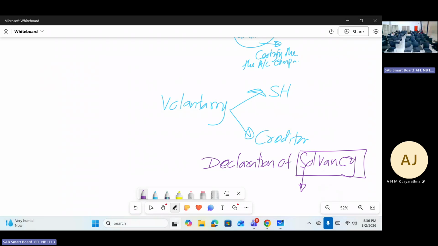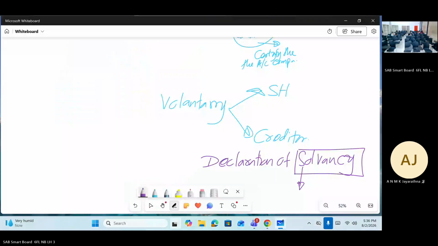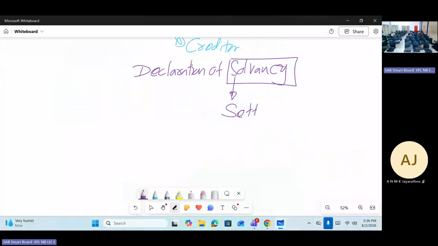Solvency means S, settle. It means able to settle. Able to settle what? Debts. Debts of the company. It means the company is able to settle its debts.